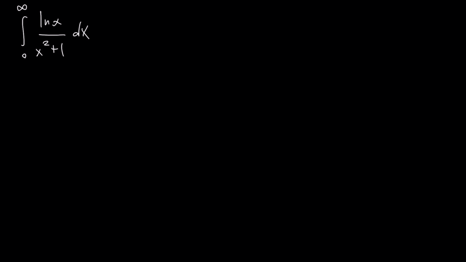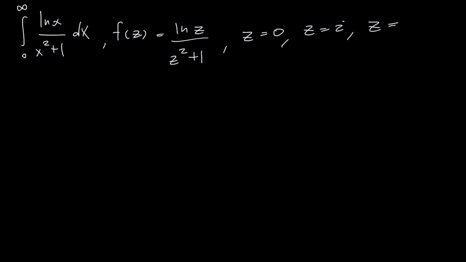Today we'll be doing the integral from 0 to infinity of the natural log of x divided by x squared plus 1 dx. To start off, we could construct f of z is the natural log of z divided by z squared plus 1. And the poles are at z equals 0, z equals i, and z equals minus i. But we're not going to worry about z equals minus i in this contour.